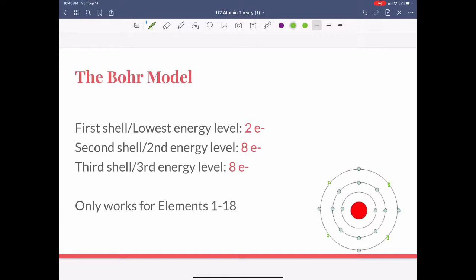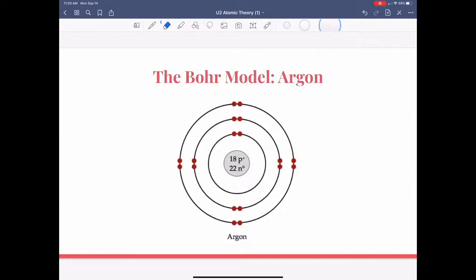Again, the Bohr model only works for elements 1 through 18, and we are looking at Bohr models just so that we can get a visual of electrons. That's why this is important. You do not need to know how to draw the Bohr model, but it will help you understand valence electrons. Let's take a look at an example of argon's Bohr model. We know that argon, if we look on a periodic table, has 18 protons.